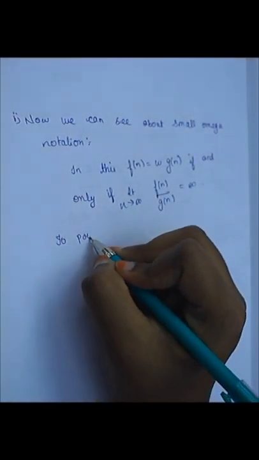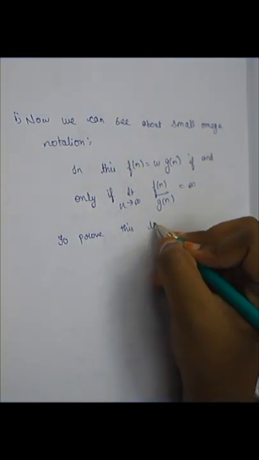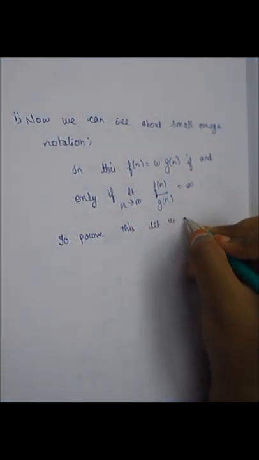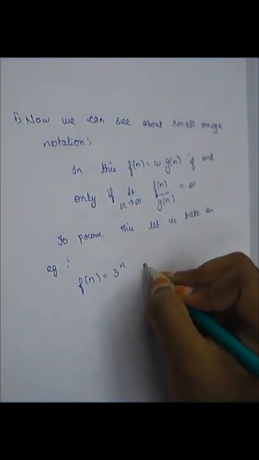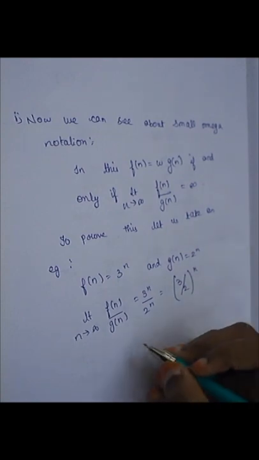To prove this, let us take an example. f of n is equal to 3n and g of n is equal to 2n. Then applying the formula, limit n tends to infinity f of n by g of n is equal to 3n by 2n. Since the power is same, we can write this as 3 by 2 the whole power n, which is equal to 1.5 whole power n. When you apply the limit, it becomes 1.5 whole power infinity, which is equal to infinity.